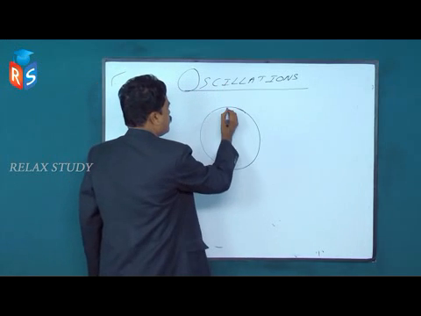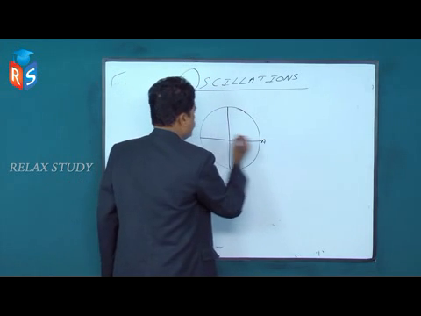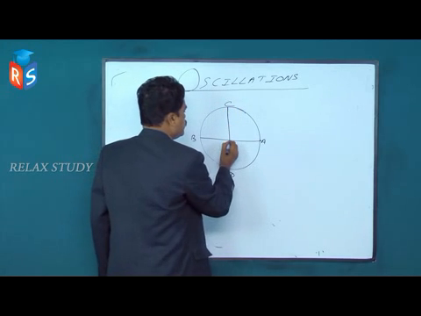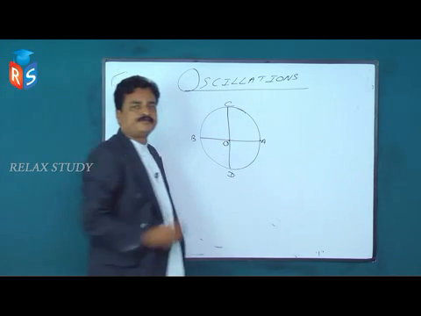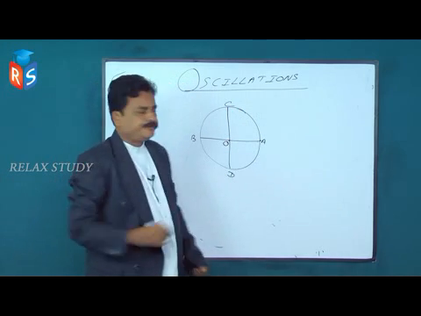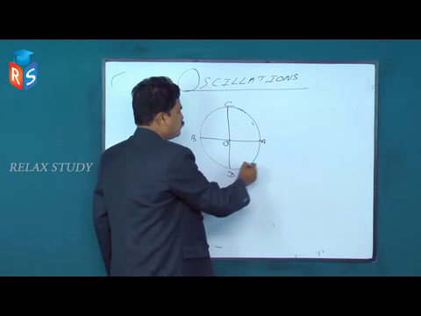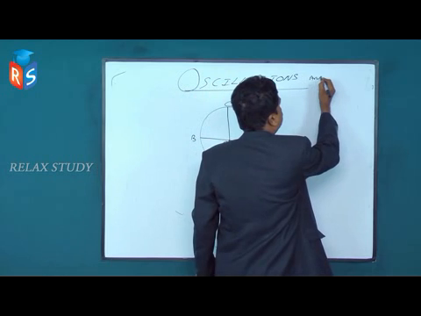Oscillations. ABCD are the diameters of a circle with center O. A particle starting from A covers the circumference of the circle with a uniform angular velocity.